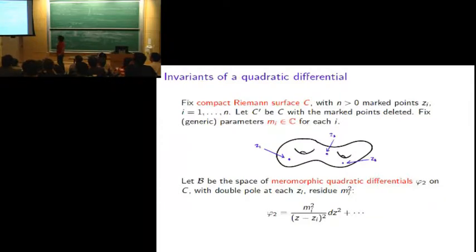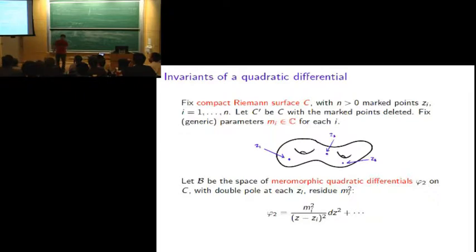Sorry, I have a slight notational glitch. So i goes from 1 to n. There will be an n later in this talk, which is not that n. It's not the number of marked points. Sorry about that. I don't believe the number of marked points will appear again in this talk, as long as it's greater than 0. So just for notation, if you delete them, let's call that C prime.